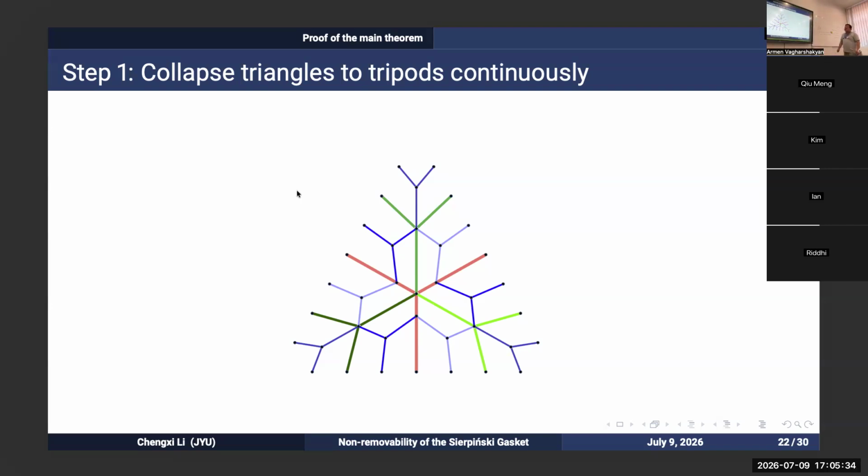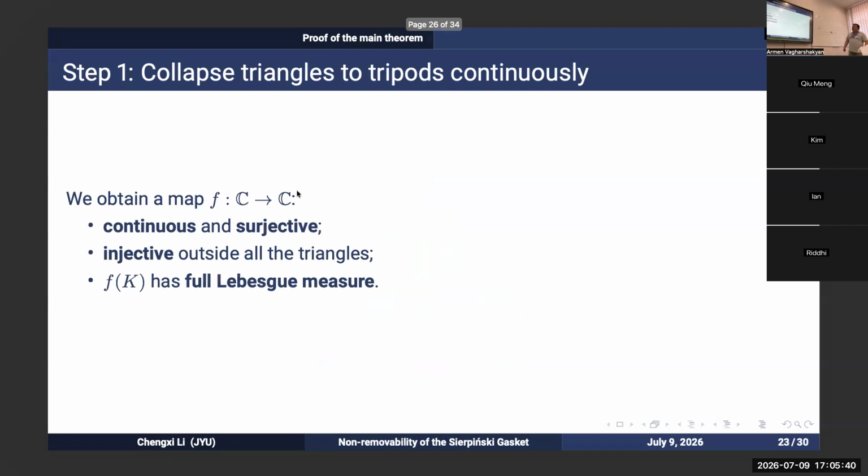Okay. Actually, here is just a very abstract construction. And then we can obtain a map that is continuous and surjective, and of course the Sierpinski gasket K is just mapped to a full Lebesgue measure because the triples has zero Lebesgue measure. So F(K) has a full Lebesgue measure. Full means positive. Yes, positive.